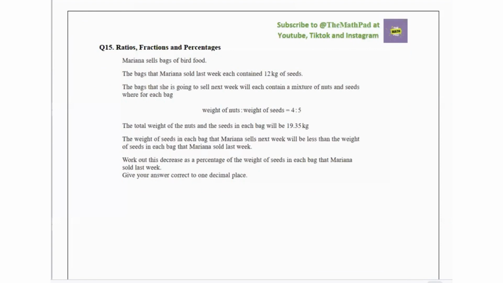The weight of seeds in each bag that Mariana sells next week will be less than the weight of seeds in each bag that Mariana sold last week. Work out this decrease as a percentage of the weight of seeds in each bag that Mariana sold last week, giving the answer correct to 1 decimal place.